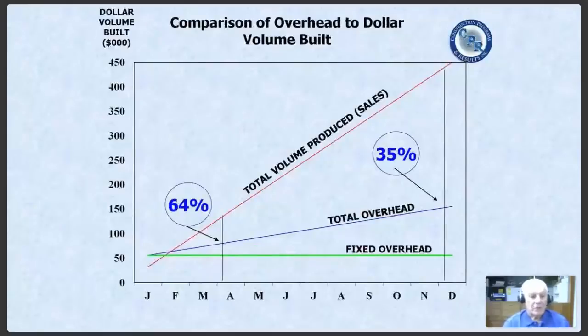You'll notice we have a graph here. On the left-hand side, we have the dollar volume built right up here, and put as many zeros behind this side over here on the left as you need to kind of balance up where you equate to where your company is. Across the bottom, you'll notice we have January, February, March, right on down. We got 12 months of the year.